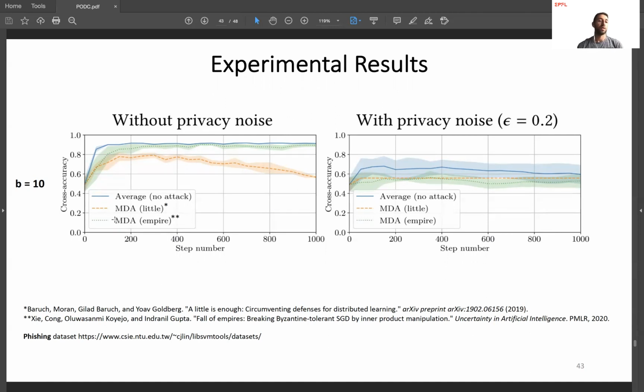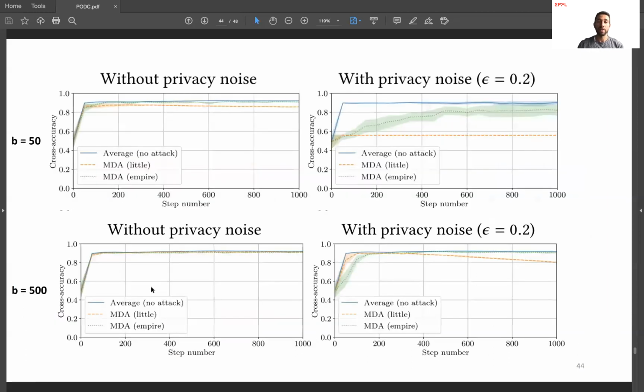So what we see here is that with a small batch size of 10, in both private and non-private scenarios, the attacks are able to hinder the learning, and so the models do not learn at all. And even in the private scenario with no attacks, the cross accuracy decreases compared to the non-private scenario. Now, if we increase the batch size by a factor of 5 so that it becomes 50, we already see improvement in the non-private scenario. So all attacks are successfully mitigated. And in the private scenario, the attacks still hinder the learning. We see, especially the orange curve, which corresponds to the Little attack, that the model stops learning right away, and the cross accuracy stagnates at less than 60%.